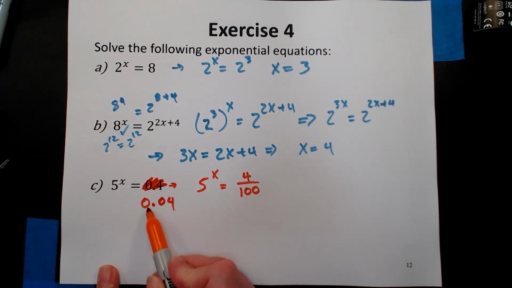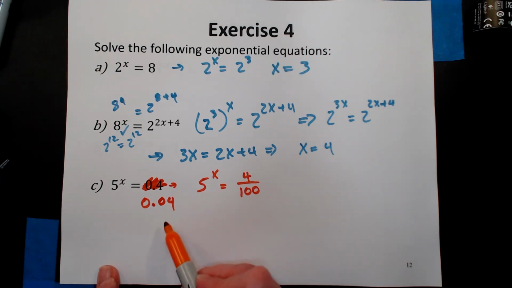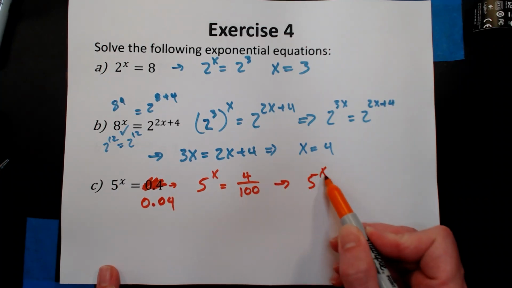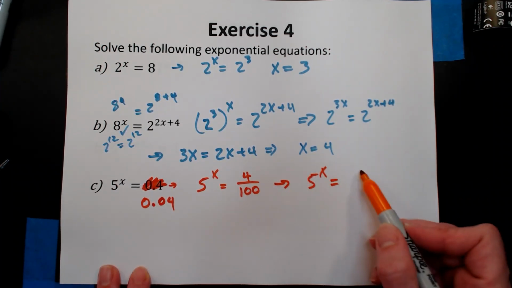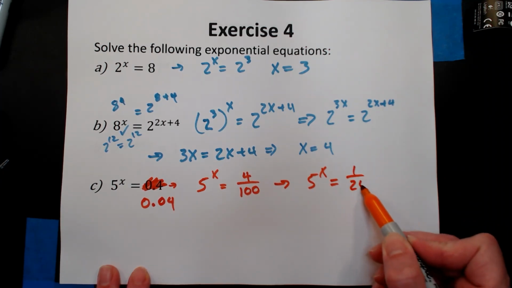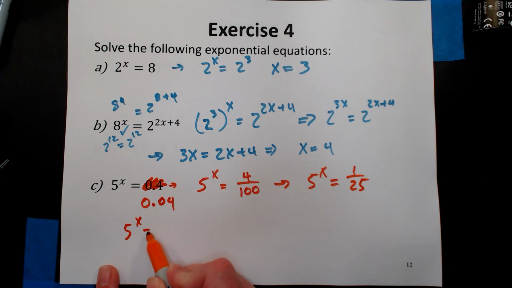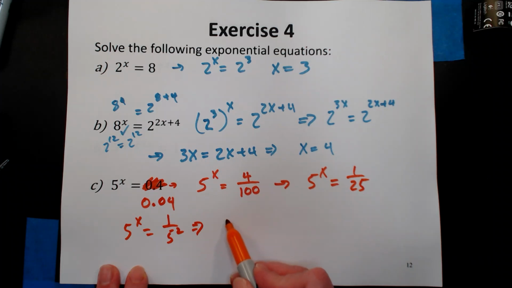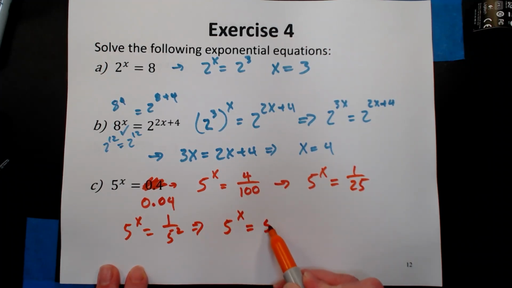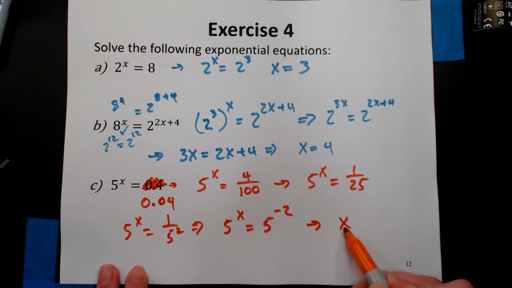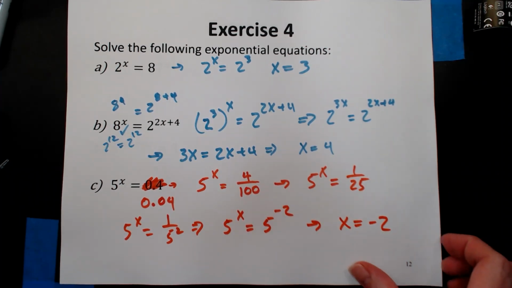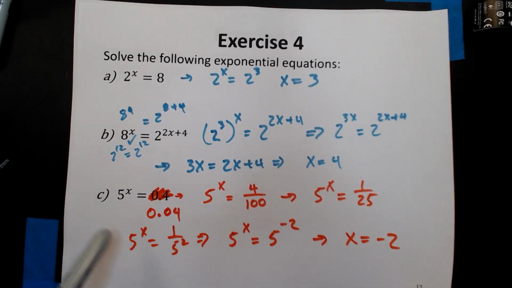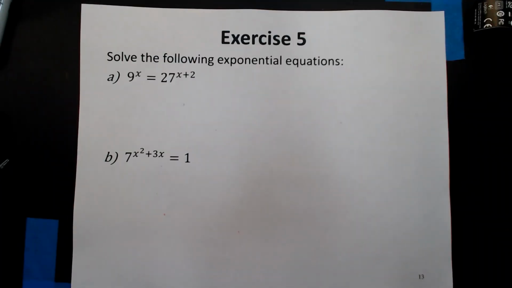So forget that. 0.04, and so it doesn't look like it's going to be a power of 5, but if you say 5 to the x equals 4 over 100, well then, if you reduce this, 4 goes into 100 25 times, so it's 1 over 25. 1 over 25 is actually 1 over 5 squared, which we can rewrite as 5 to the x equals 5 to the negative second power, which means that x has to equal negative 2. That's our answer there. So it's all about getting the same base. Later on we'll learn, if you can't get the same base, how we solve those with logarithms.